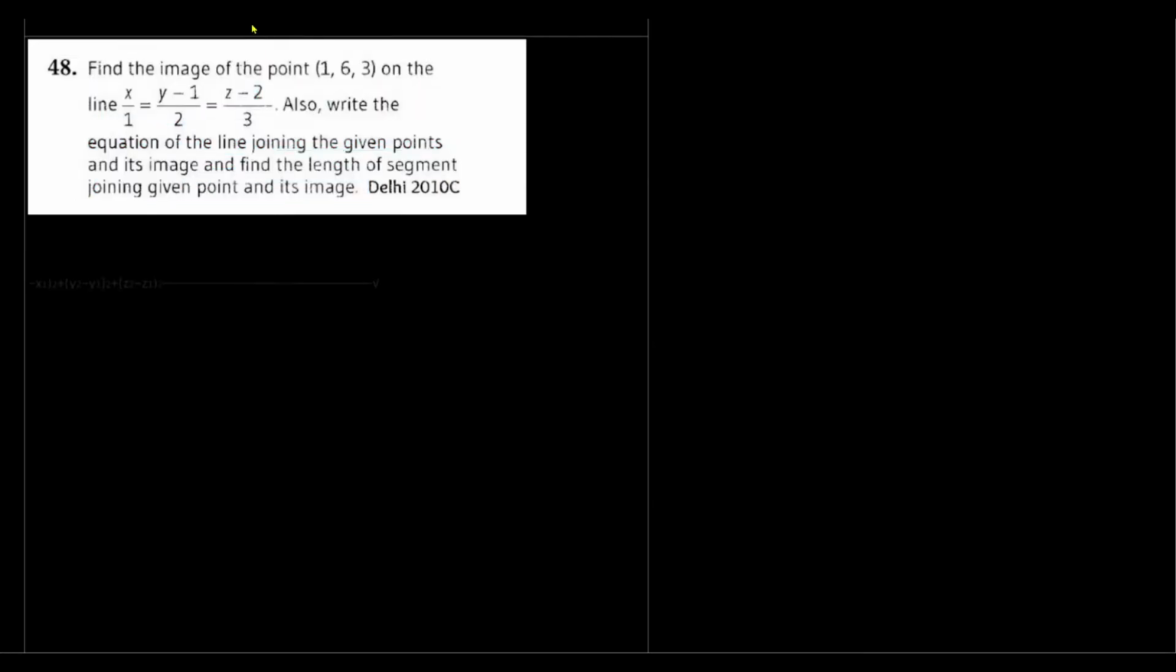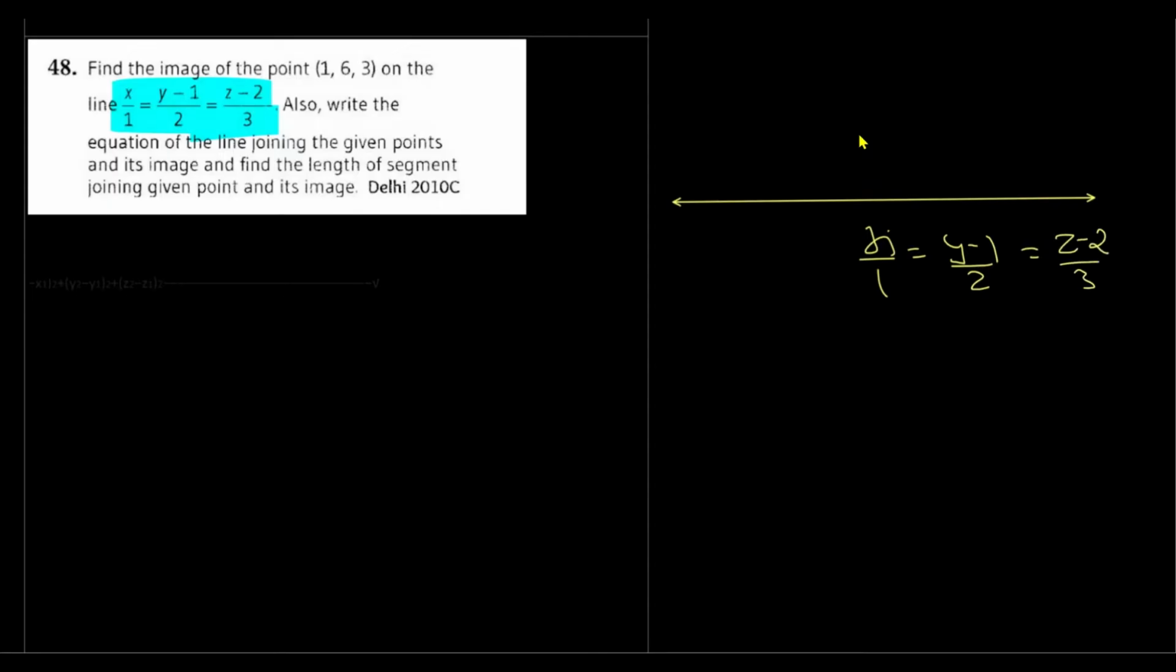Now, the first thing that I should do is to draw the diagram. Let's say I made a line and I'm writing the equation of this line. As you can see, the equation of the line is given over here: x over 1 is equal to (y minus 1) over 2 is equal to (z minus 2) over 3.